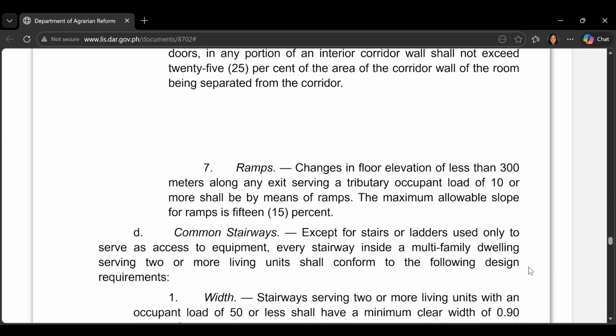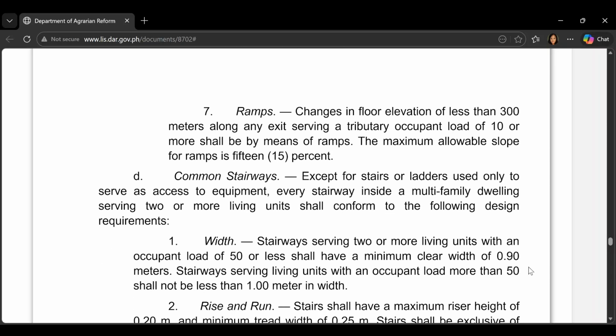7. Ramps. Changes in floor elevation of less than 300 millimeters along any exit serving a tributary occupant load of 10 or more shall be by means of ramps. The maximum allowable slope for ramps is 15%.